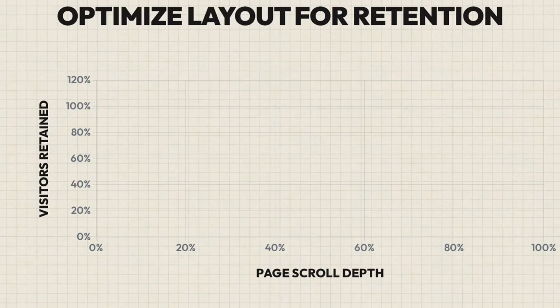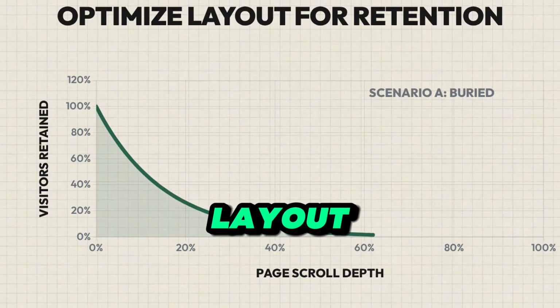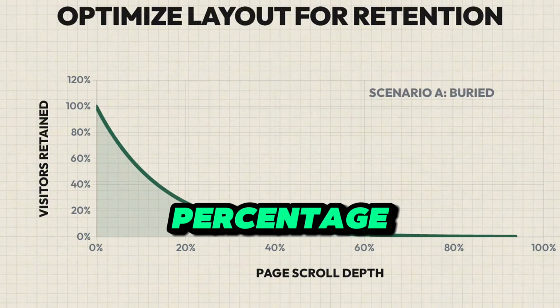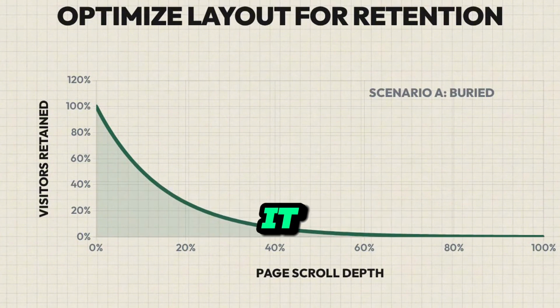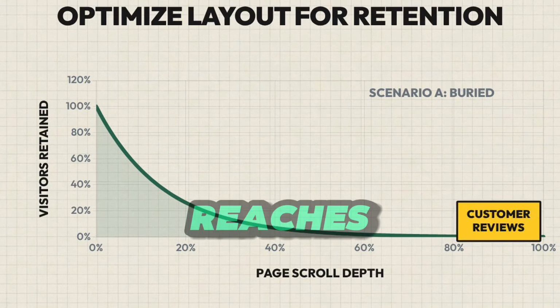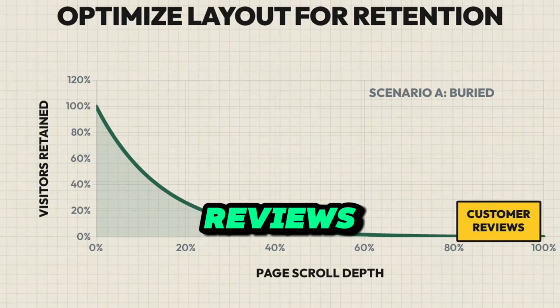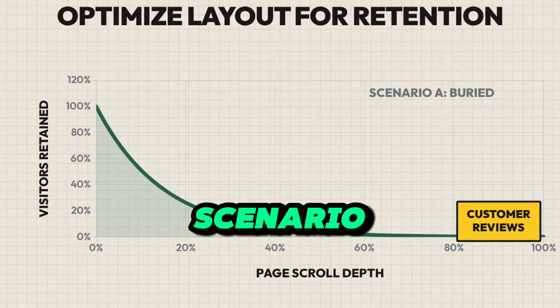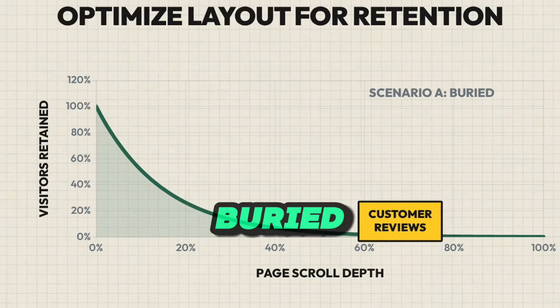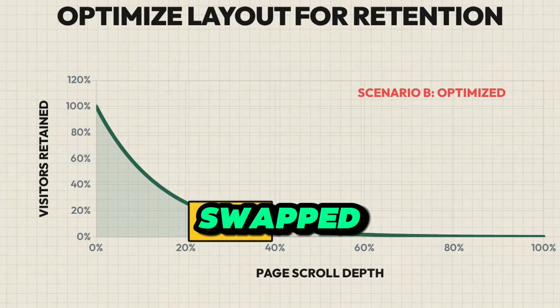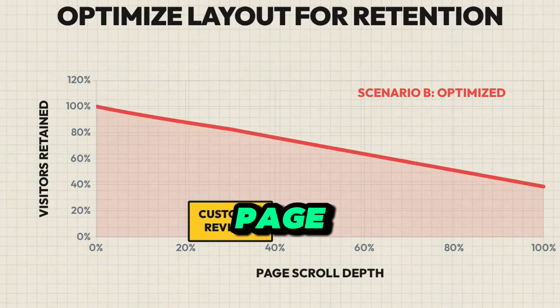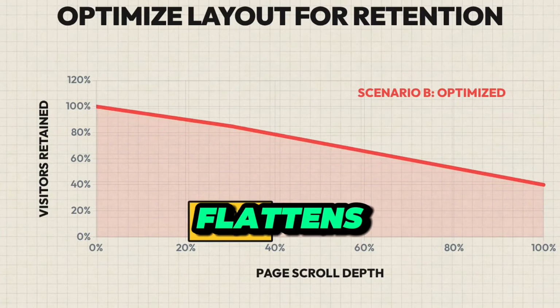This chart compares scroll depth against the page's layout. The line represents the percentage of visitors still on the page, and it drops to near zero before it ever reaches the high-impact customer reviews at the bottom. In this scenario, the most persuasive content is buried. When those positions are swapped and the reviews are moved higher up the page, the user retention line flattens, keeping more people on the page for longer.